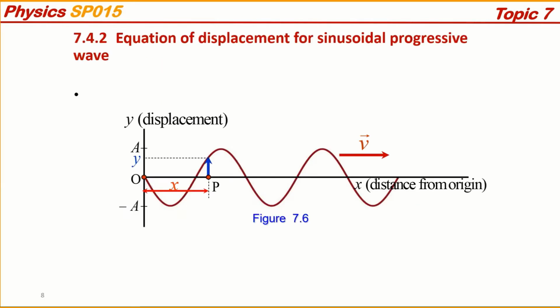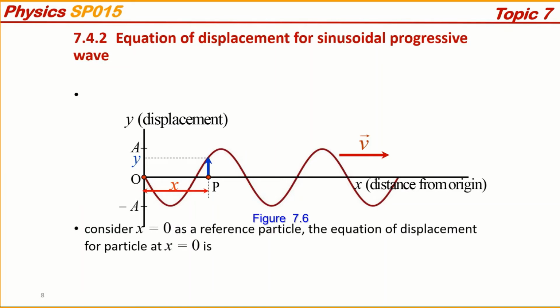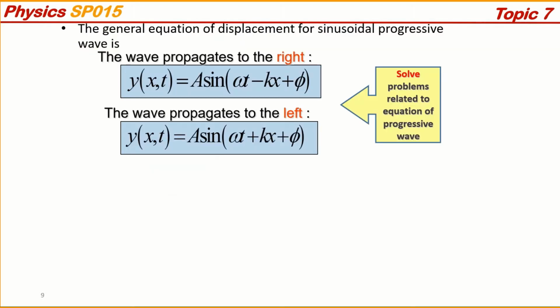Equation of displacement for sinusoidal progressive wave. From figure 7.6, for graph y against x, you can see amplitude and points O and P. Consider x equals 0 as a reference particle. The equation of displacement for the particle at x equals 0 is y equals A sine omega t.